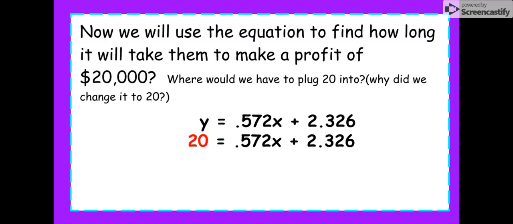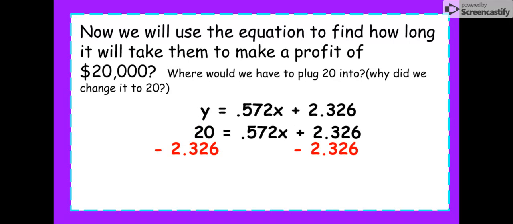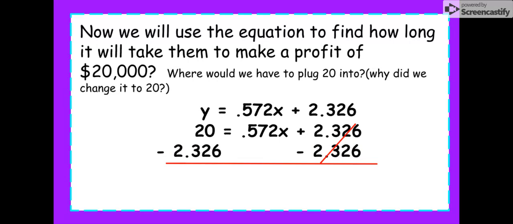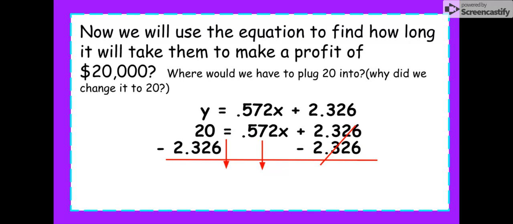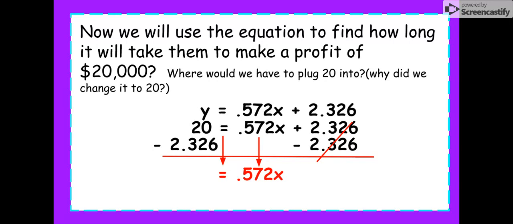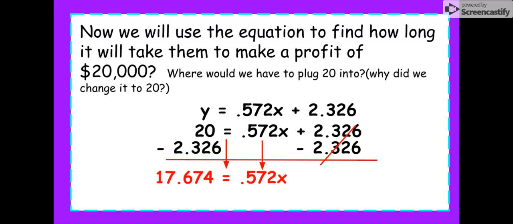Instead of 20,000, we're going to replace y with 20. So copy that down. Next, we're going to solve for x. In order to do so, we subtract 2.326 from both sides of the equation. Cross it off, and bring the 0.572x down and the equal sign down. Now we'll use our calculator to figure out what 20 minus 2.326 is, and everybody should get 17.674.